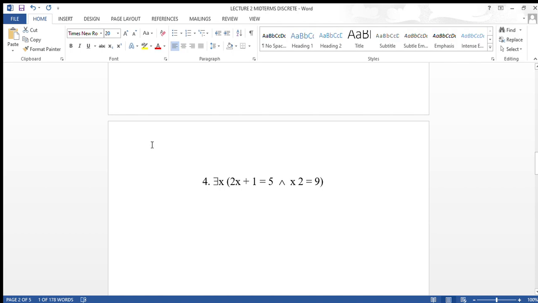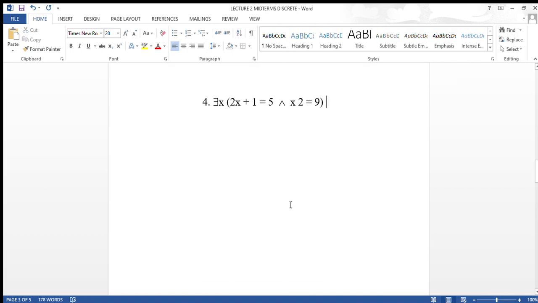Okay, next example. Next example is there exists an x such that 2x plus 1 is equal to 5, and x squared is equal to 9. So what is this all about? We are now looking at the existential quantifier, there exists. So we just need one value of x that will satisfy this statement that 2x plus 1 is equal to 5 and x squared is equal to 9. And how do we do this?